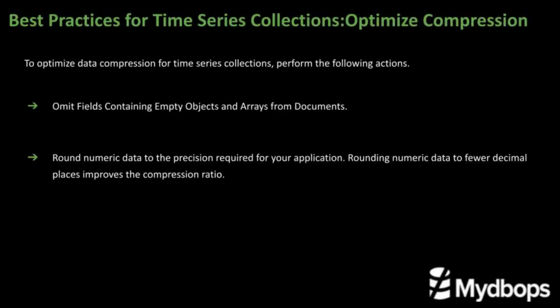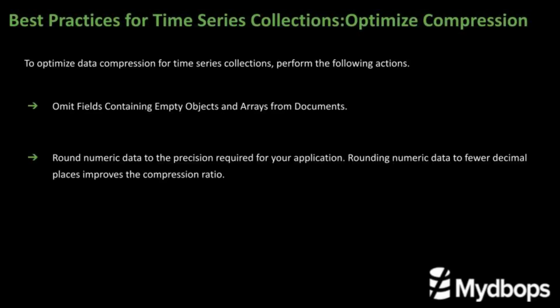Optimization of compression. To optimize the data compression for a time series collection, we need to follow a few methods. Please omit documents which contain empty objects or empty arrays. Round the numeric data to the precision your application needs. Rounding the data to precise values helps us increase the compression ratio as well.